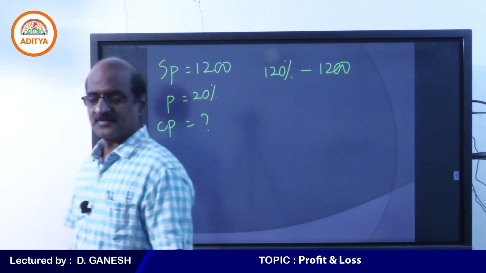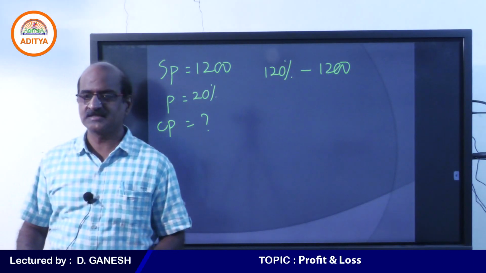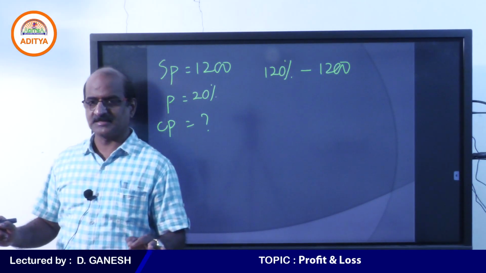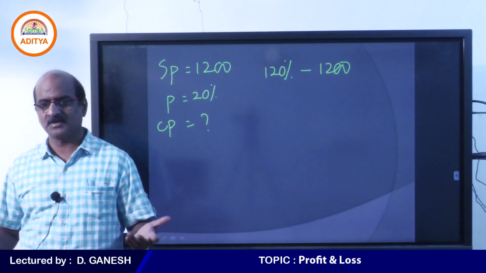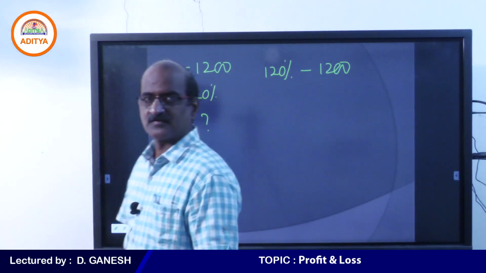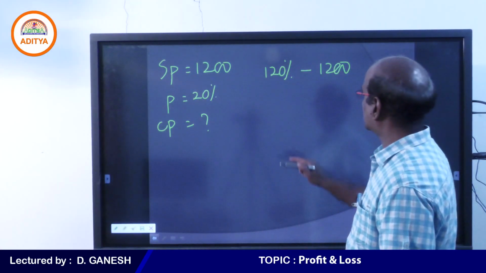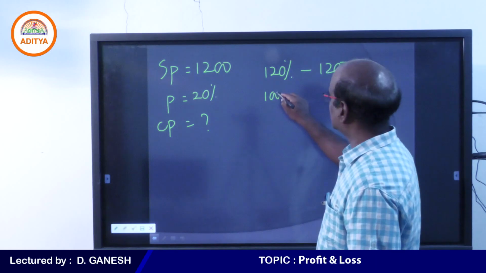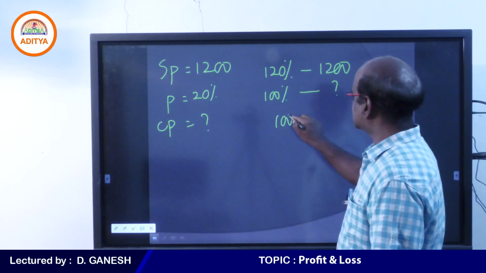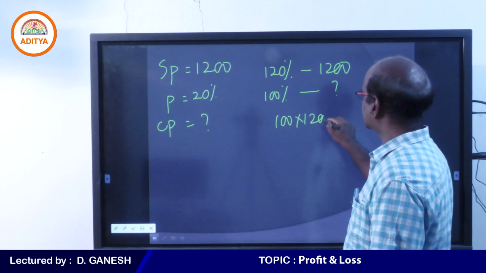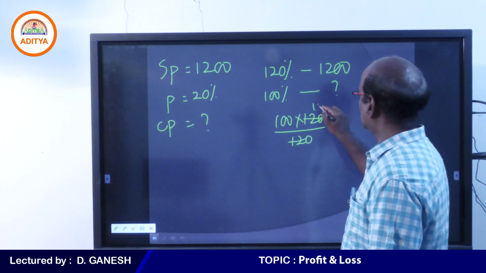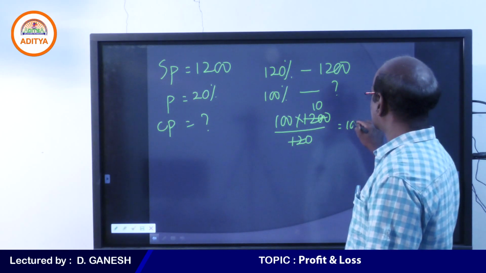You understand that? 1200 rupees is equal to 120%. The reason is, by selling for 1200, you get your money back and also get a profit of 20%. So when 1200 is equated to 120%, you must be calculating what is 100%. Cost price is always 100%. Therefore, upon cancellation, my dear students, you will be getting 1000 rupees.